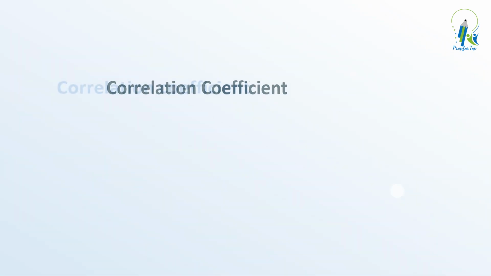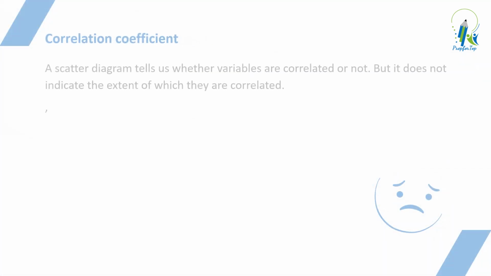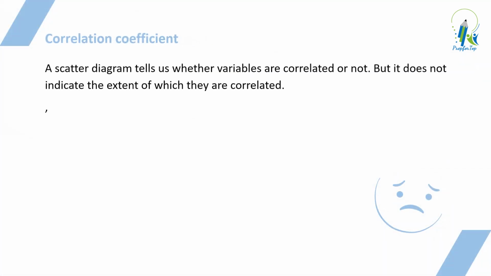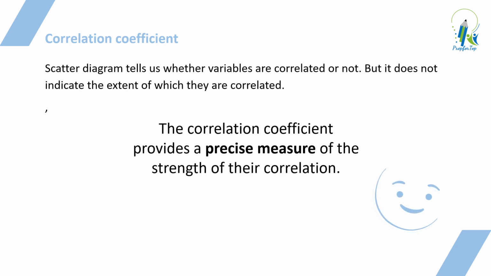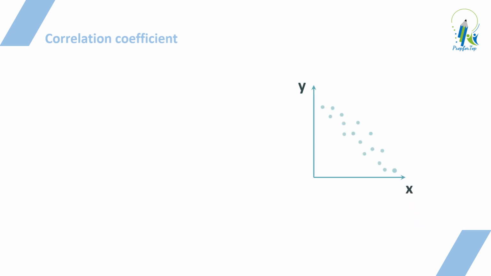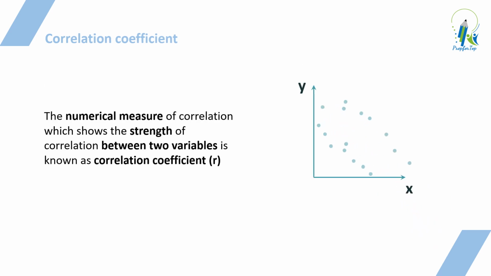Correlation coefficient. A scatter diagram tells us whether variables are correlated or not, but it does not indicate the extent to which they are correlated. The correlation coefficient provides a precise measure of the strength of their correlation. The numerical measure of correlation that shows the strength of correlation between two variables is known as the correlation coefficient, R.